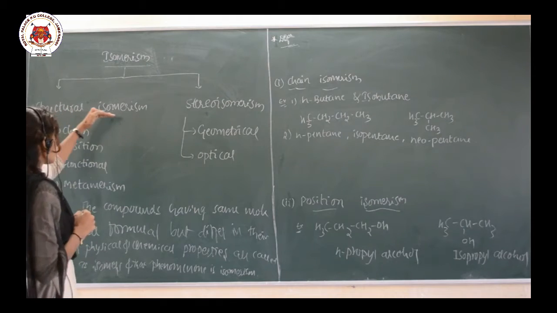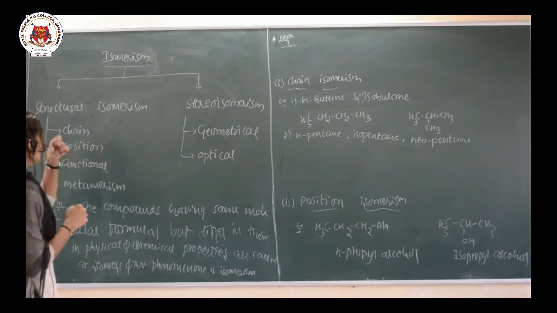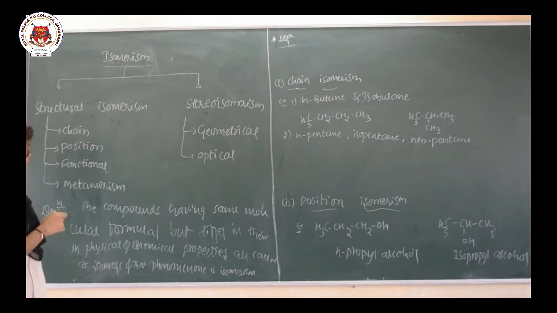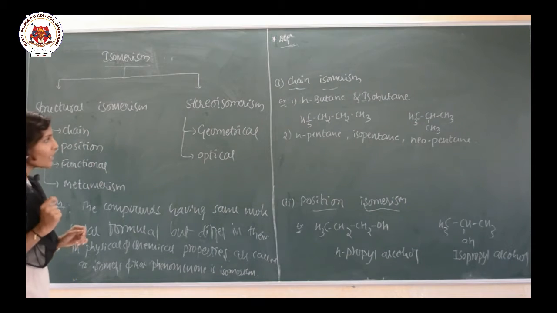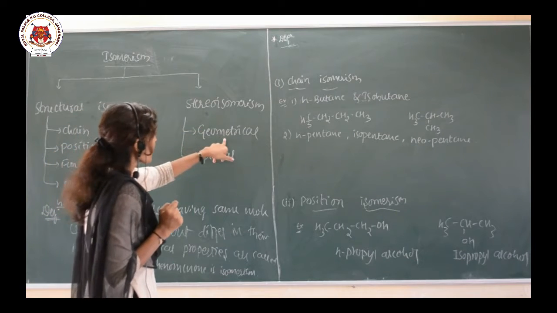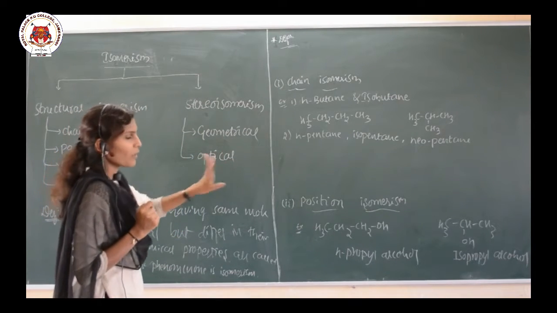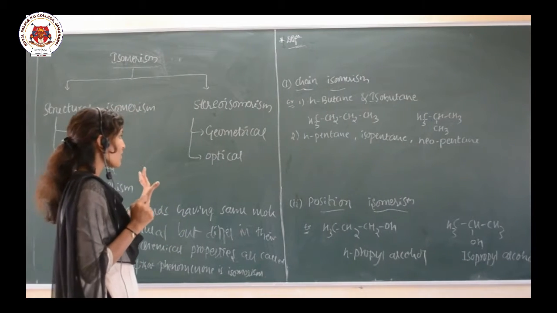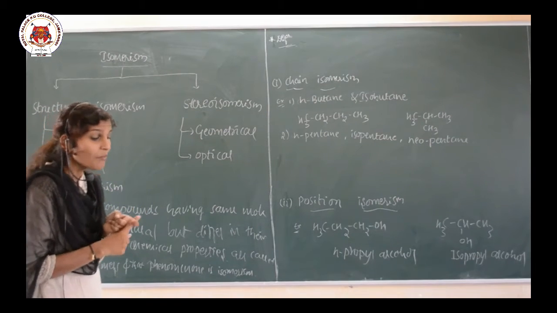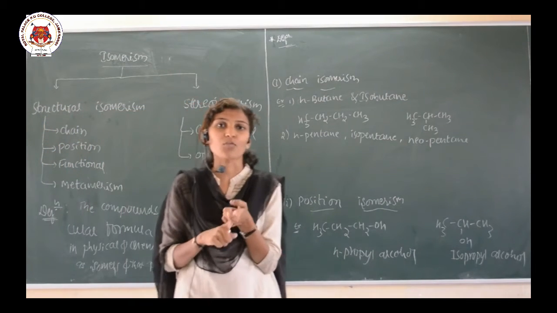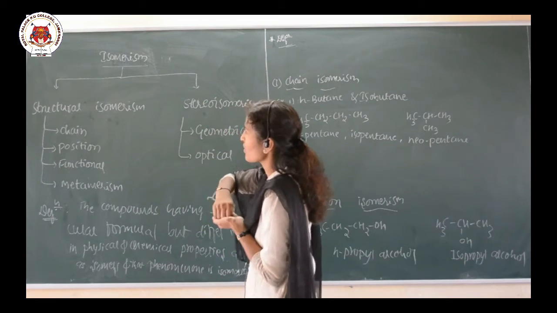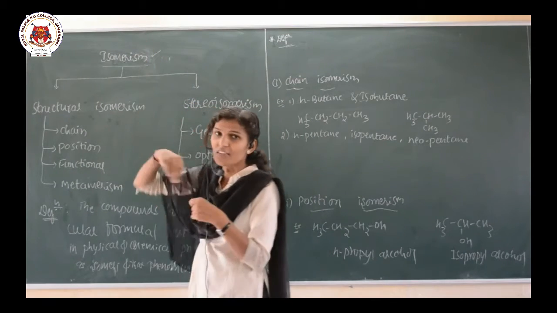And the structural isomerism is further divided into different categories like chain isomerism, position isomerism, functional isomerism and metamerism. And the stereoisomerism is further divided into two categories, that is geometrical isomerism and optical isomerism. So this is how isomerism is categorized. First of all, what is isomerism? The compounds which are having the same molecular formula but differ in their physical and chemical properties, those are said to be isomers, and the phenomenon is said to be isomerism.